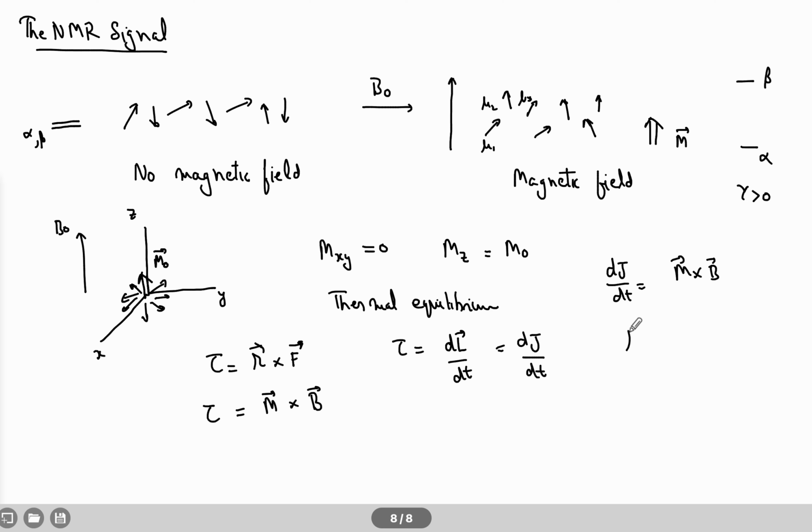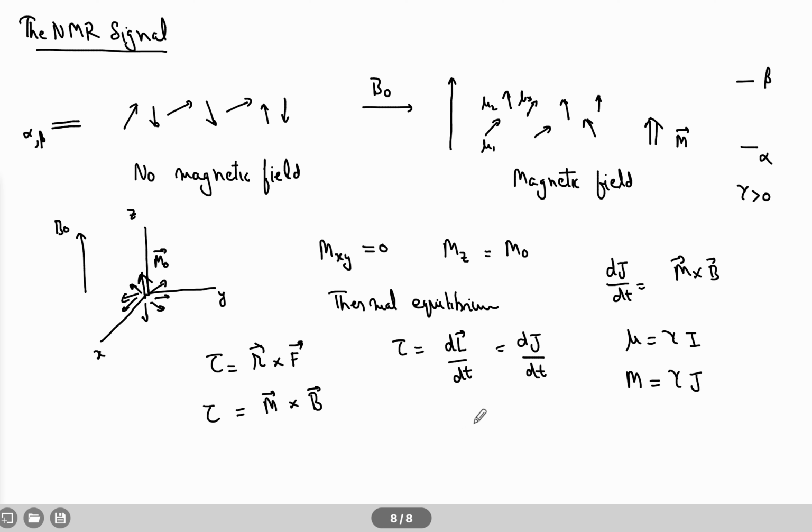Also similar to the relation which we have learned, that mu is equal to gamma I, the Wigner-Eckart theorem of quantum mechanics. And if you take it to the bulk level, you can say that M is equal to gamma J. Mu is the single particle or single spin magnetic moment, here M is the bulk magnetic moment. I is the single spin angular momentum, here J is the bulk spin angular momentum.